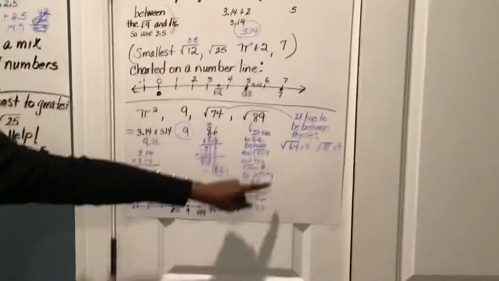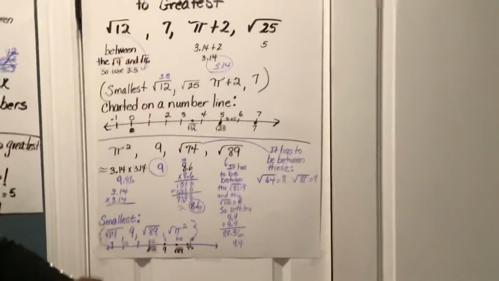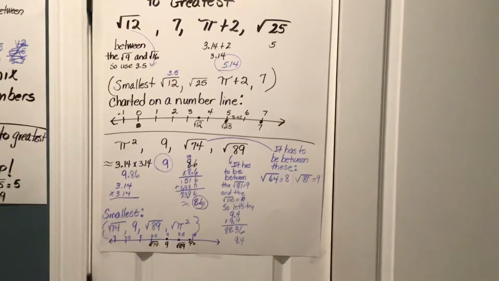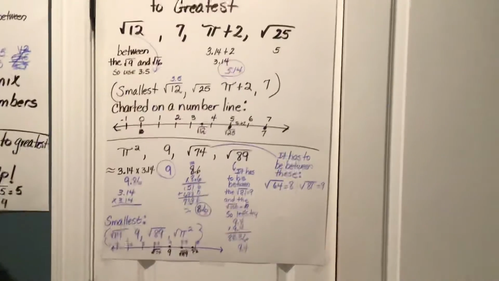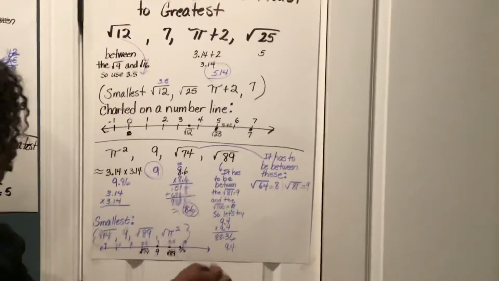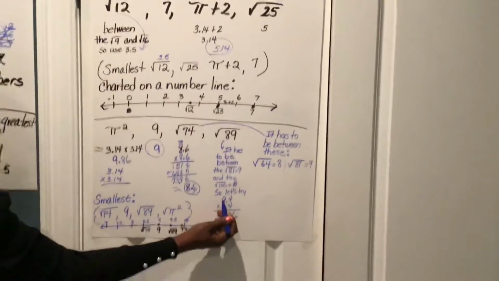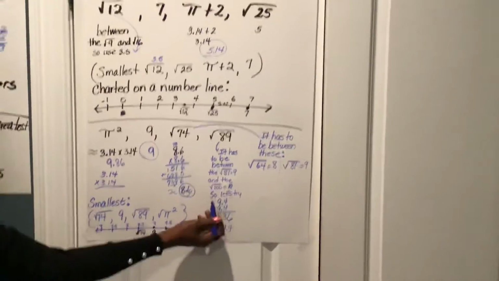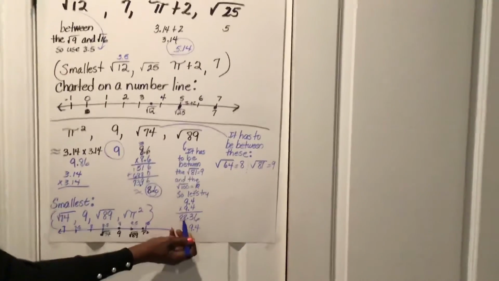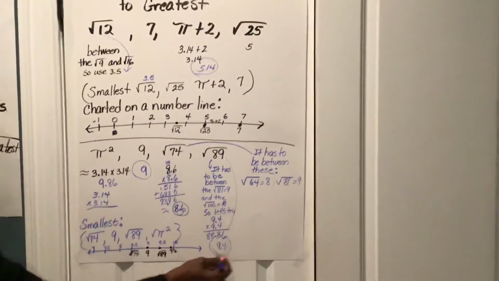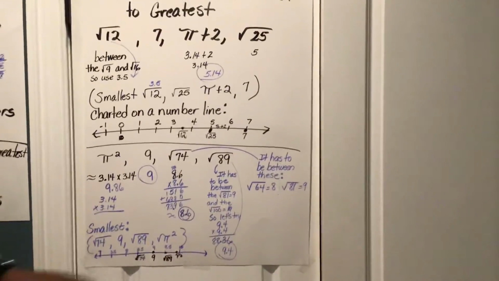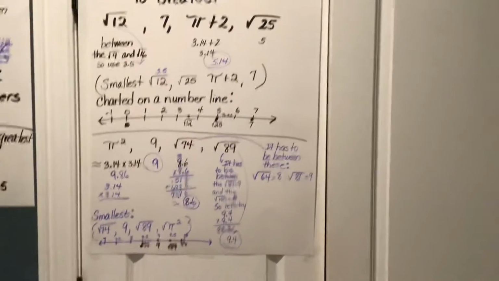The last one is the square root of 89. I know I can get up to 81. The square root of 81 is 9. And then what about 100? The square root of 100 is 10. So let's try to see what would fall between. Let's take a guess, 9.4. 9.4 times 9.4 would be 88.36. That's pretty close to 89. So I'm going to say the square root of 89 is 9.4.